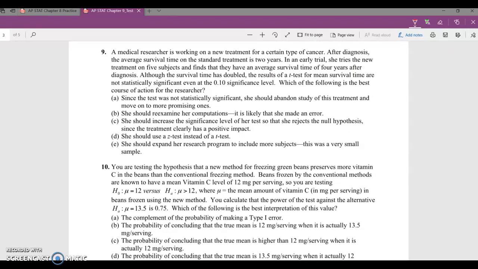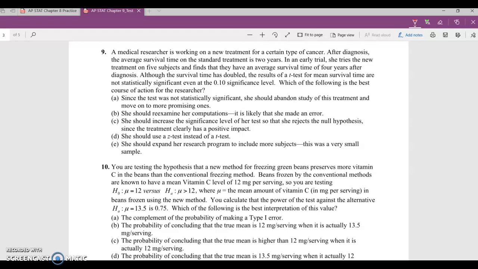Medical researchers are working on a new treatment for a standard type of cancer. After diagnosis, the average survival time on the standard treatment is 2 years. In an early trial, she tries a new treatment on 5 subjects and finds that they have an average survival time of 4 years after diagnosis. Although the survival time is doubled, the results of a t-test for mean survival time are not statistically significant, even at the 10% significance level. Which of the following is the best course of action for the researcher?